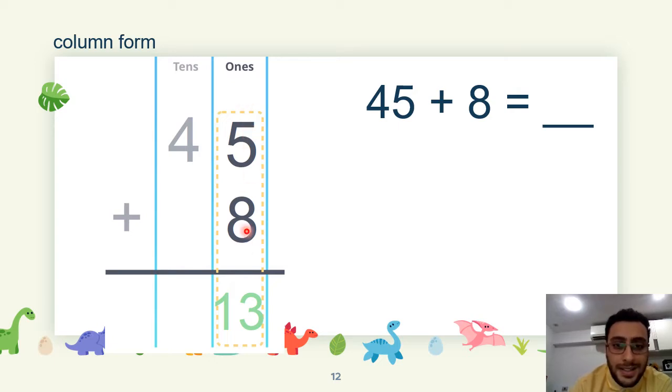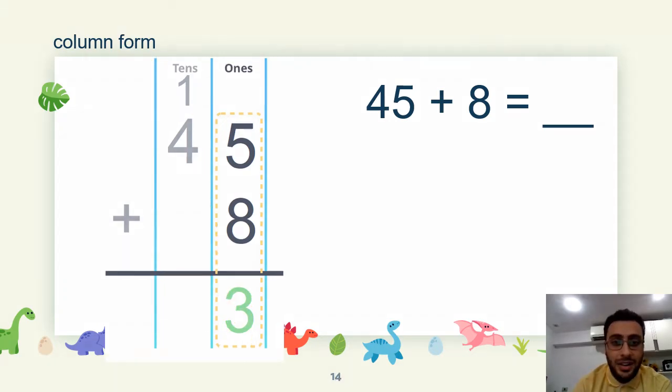So what we do next is that we add ones together. So 5 plus 8 is 13. What do we do with this? Remember, 13 is made of 3 ones and 1 ten. So we cannot put 1 ten in ones, right? So we move it up here to tens. You see, we put the 1 ten up here. So the 3 ones stays down here.